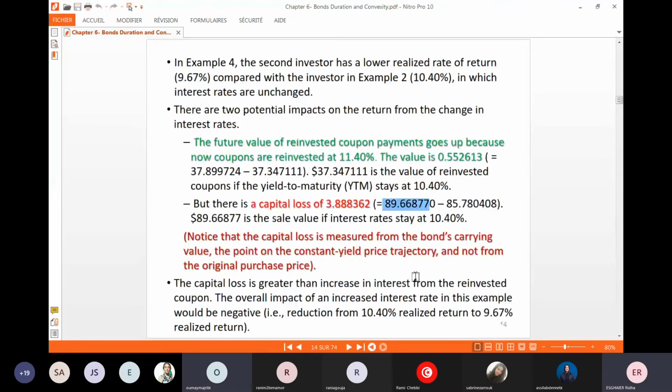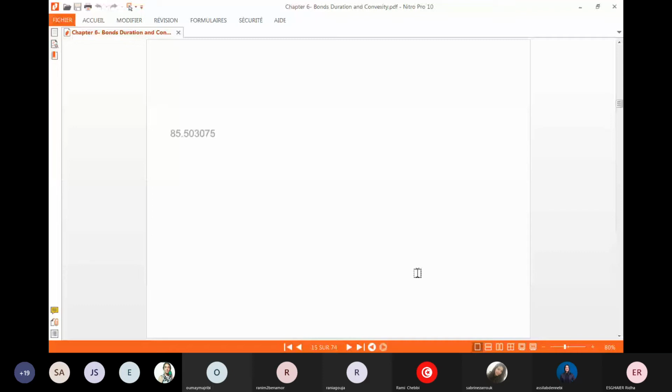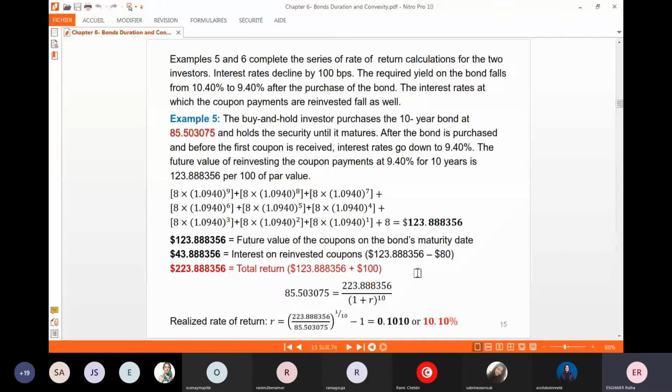Now, let's examine the impact of a decrease in market interest rates on the return of investor one and the return of the second investor. For example 5, the buy and hold investor purchases the 10-year bond at 85.5. He will receive the 8% coupon at the end of each year during 10 years. But after the bond is purchased and before the first coupon, the interest rates go down to 9.4%. It is no longer 10.4.